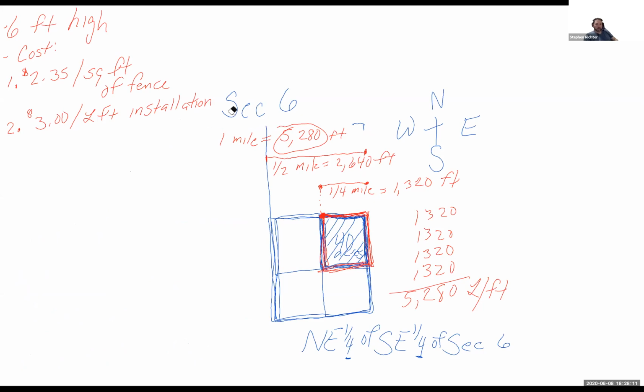$5,280 times 6 feet. Okay, so what does that mean? So you got that pretty good, right? Step number one. Does everybody understand why we have to take 5,280 and multiply it times 6?